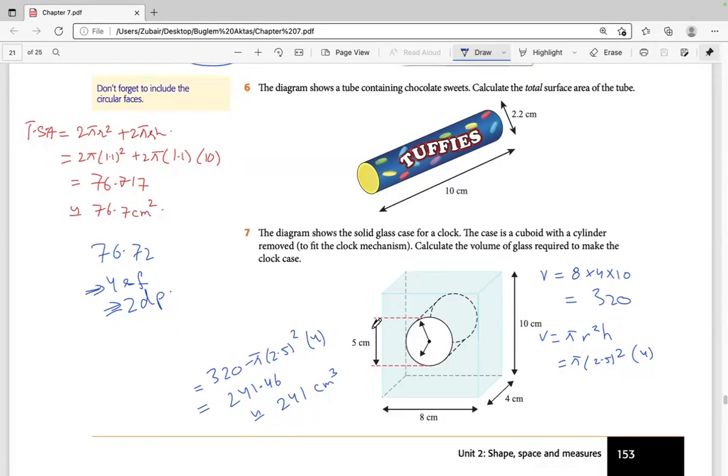If the examiner would say give your answer to two significant figures, this is three significant. Up to two significant figures, we'll be writing 240, because this one won't round up. So we just write 240.